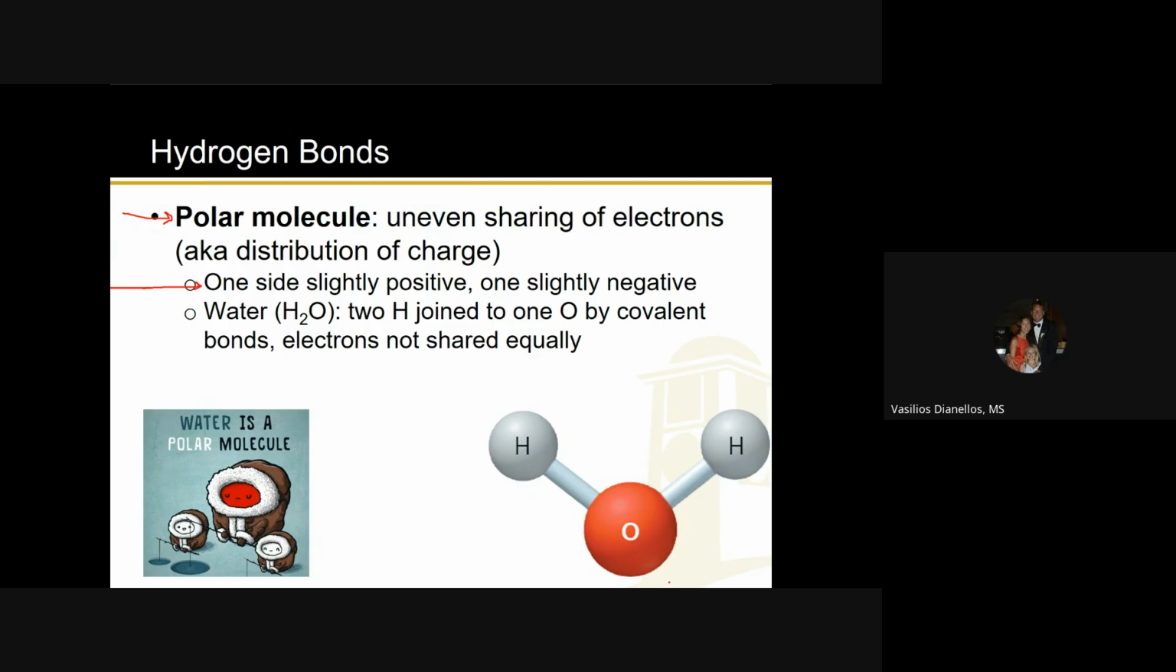Therefore, one side is slightly negative, which is the oxygen side, and this side is slightly positive. You will need to know that, but hopefully, after I explain why that is, it'll be easy for you to remember. Again, as you can see in that picture, this one water molecule is one oxygen covalently bonded to a hydrogen and covalently bonded to another hydrogen.